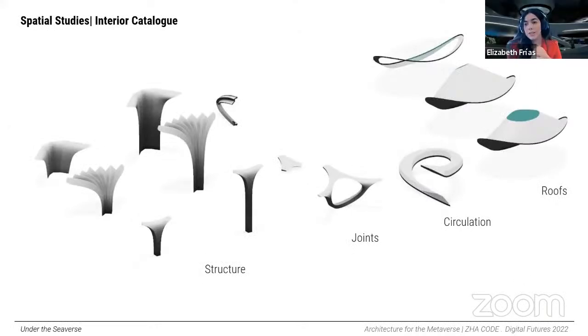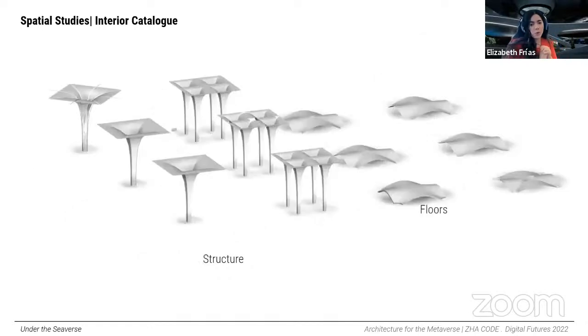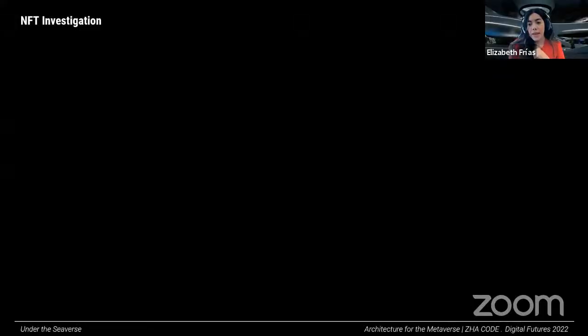For our design process, we also designed an interior catalog with models that we were going to use. So here we have a structure, joint, circulation, roof. In the next one, we can see also more structure, floors. And after doing our models for creating our spaces, we did an investigation about NFTs because we are going to design a gallery for the NFT.